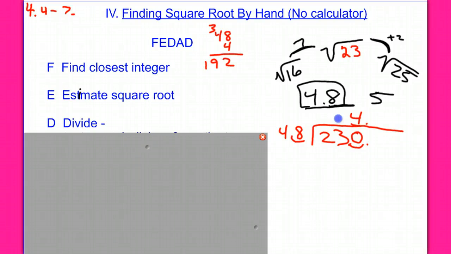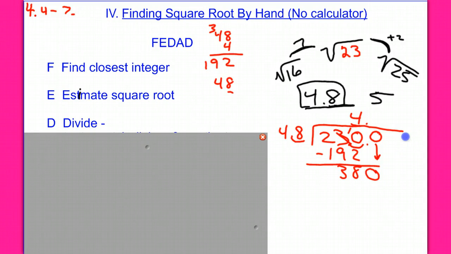192. So let's subtract 192. And when we do, 38, a remainder of 38. So let's bring down the next place value, bring down the next zero, right? And do you think that 48 can go into 388 times? If it did, we would have a match, right? 4.8 and 4.8. Let's go see what 48 times 8 is. 48 times 8. 64. Carry the 6. 32 plus 6 is 38. 384.